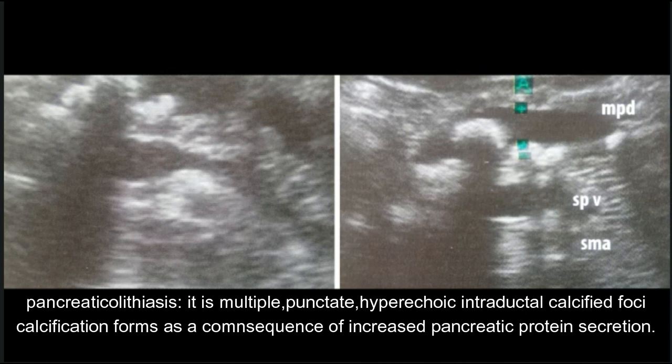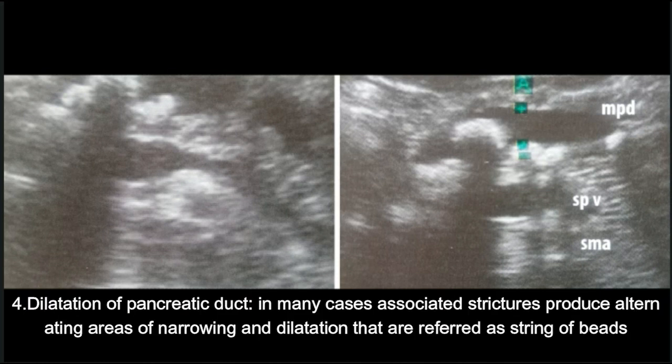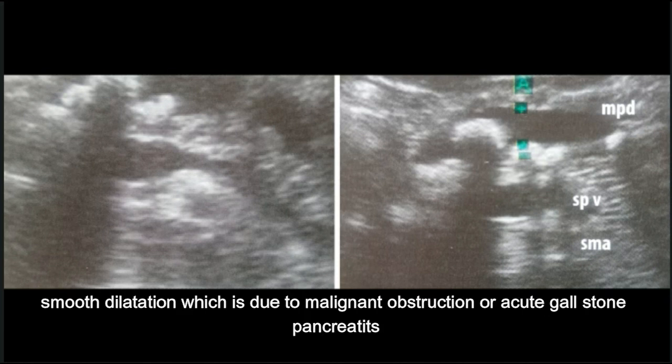Number four, dilatation of the pancreatic duct. Dilatation of the pancreatic duct is another sign of chronic pancreatitis. In many cases, associated short strictures produce alternating areas of narrowing and dilatation that are referred to as a string of beads. This is in contrast to smooth dilatation, which is thought to be due to malignant obstruction or acute gallstone pancreatitis.